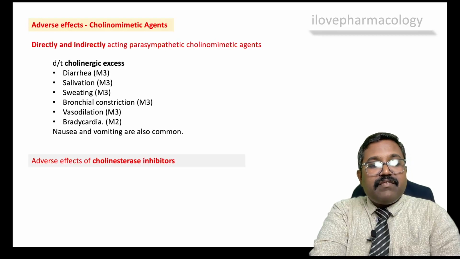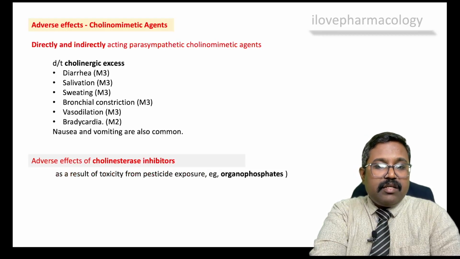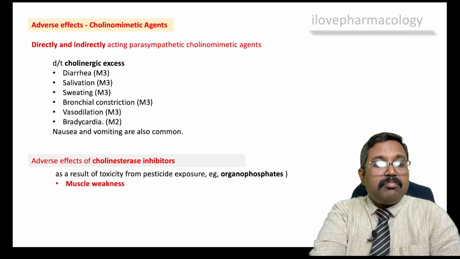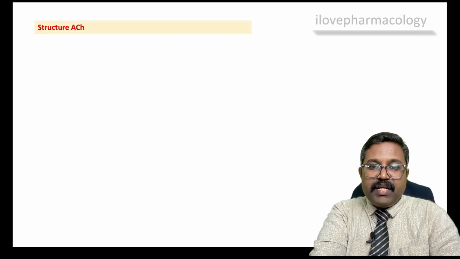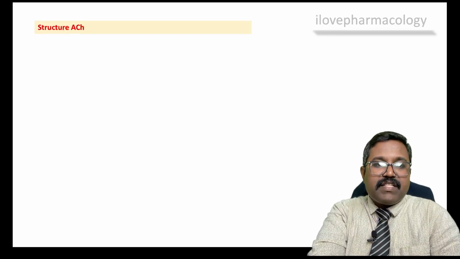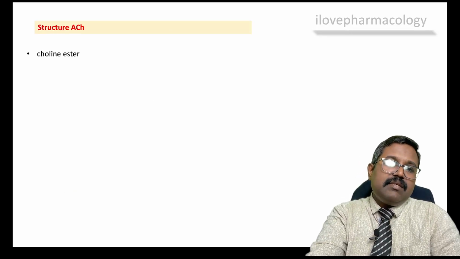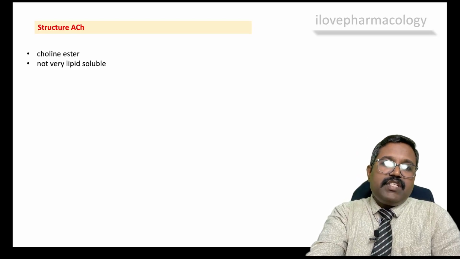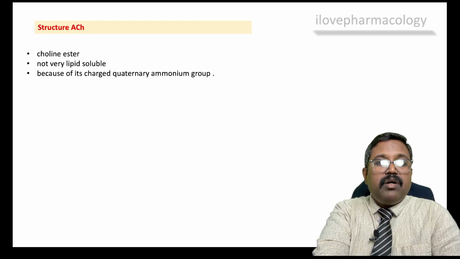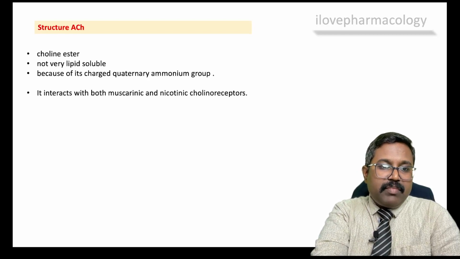So what will be the adverse effects of cholinesterase inhibitors? Usually the cholinesterase inhibitors, as a result of toxicity from pesticides like organophosphates, can cause muscle weakness, convulsions, and respiratory failure. So let's look at the structure of acetylcholine. Acetylcholine is basically a choline ester which is not very lipid soluble because of its charged quaternary ammonium group, which will not cross the blood-brain barrier.